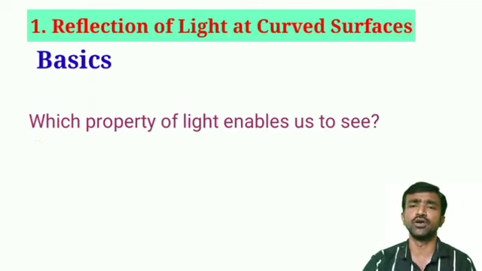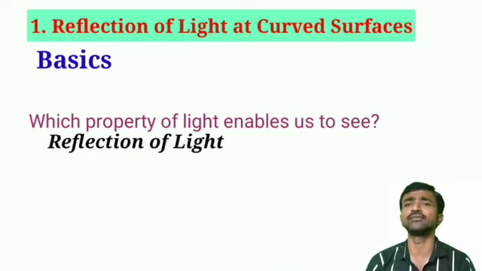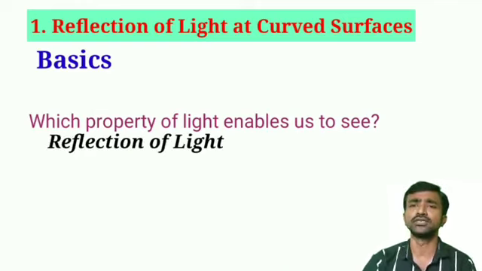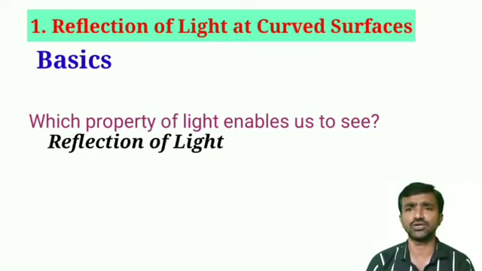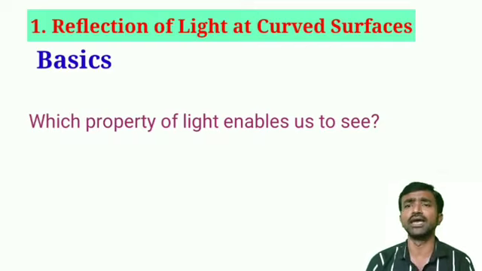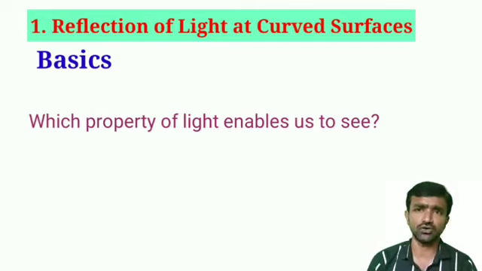Among these properties, which property of light helps us to see the surroundings? That property is none other than reflection of light. Reflection of light helps us to see the surroundings. So simply, light is a source of energy which enables us to see the surroundings.